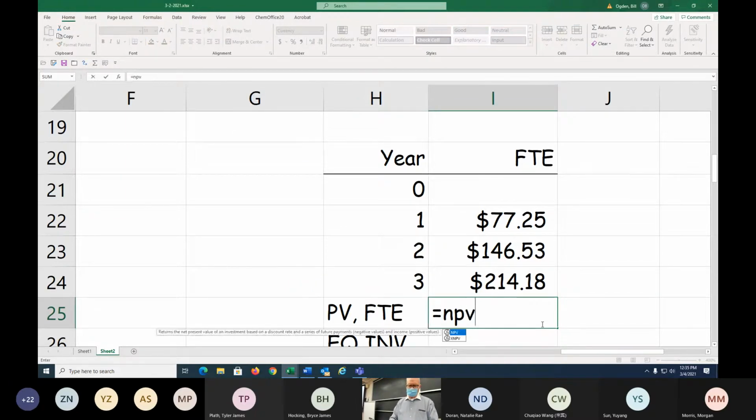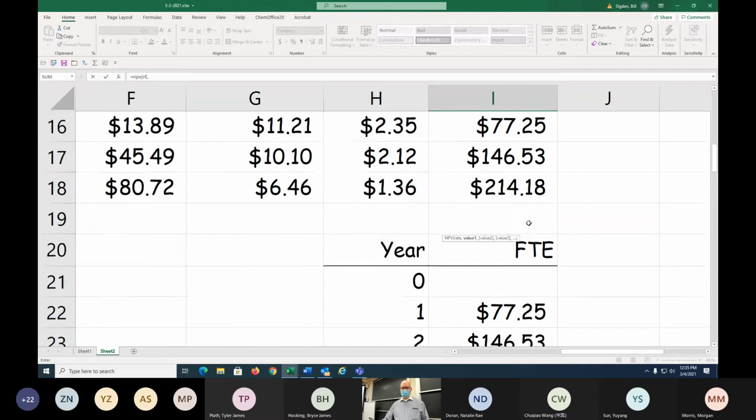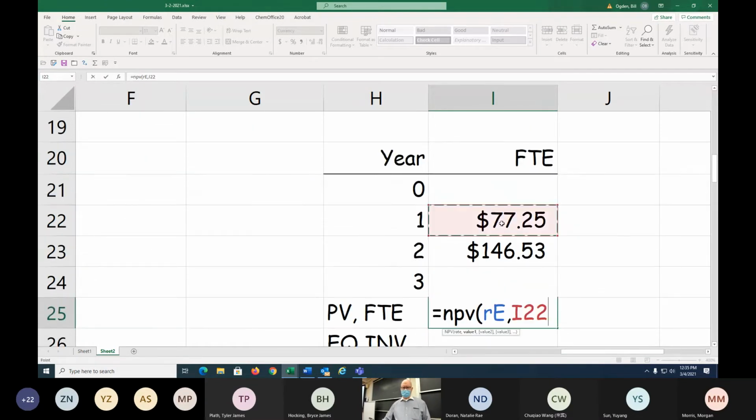So let's do NPV. Let's do RE. Just highlight this range, right? Everybody see that?